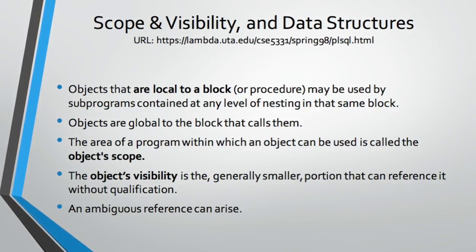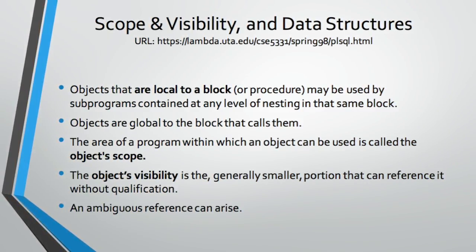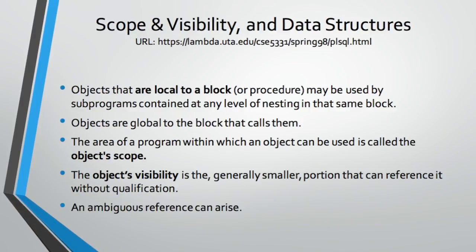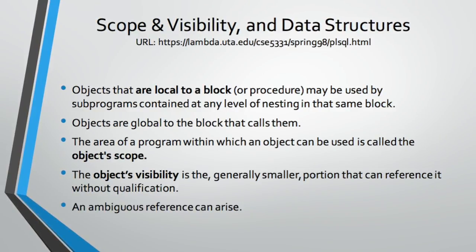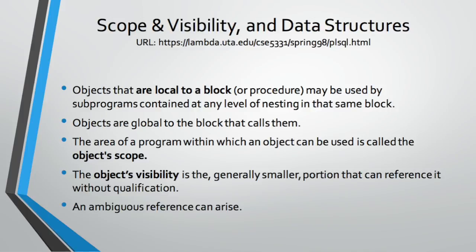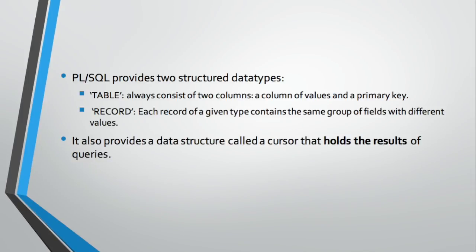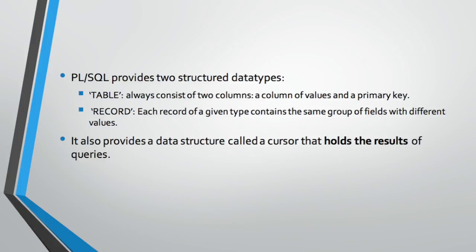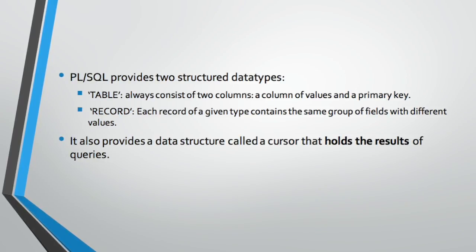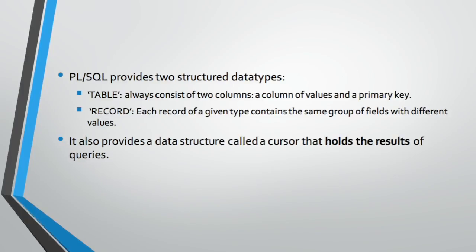It is similar to the system of qualification used for database objects. To qualify an object's name, precede it with the name of the subprogram where it is declared, followed by a dot. PL SQL tables. These are somewhat similar to database tables, except that they always consist of 2 columns, a column for values and a primary key. This also makes them similar to one-dimensional arrays, with the primary key functioning as the array index.